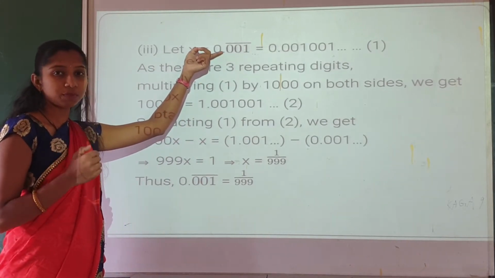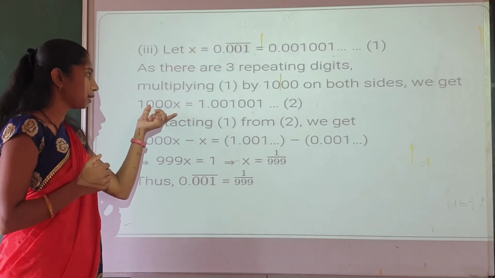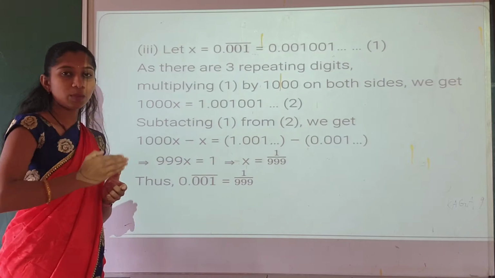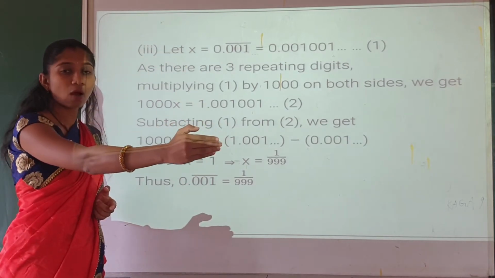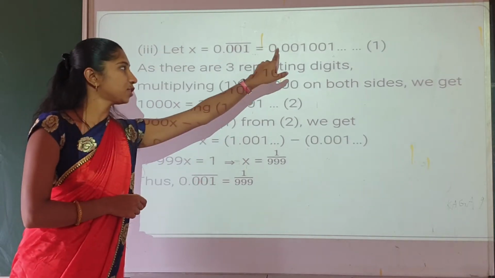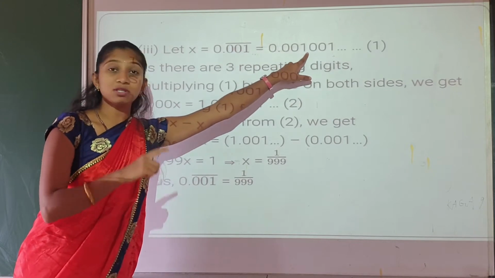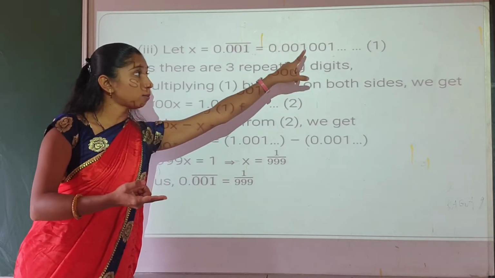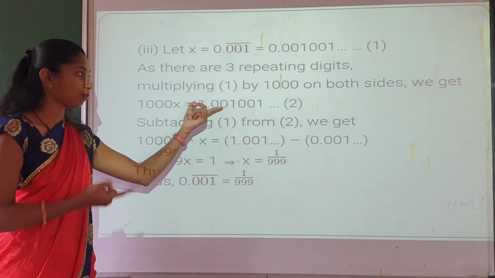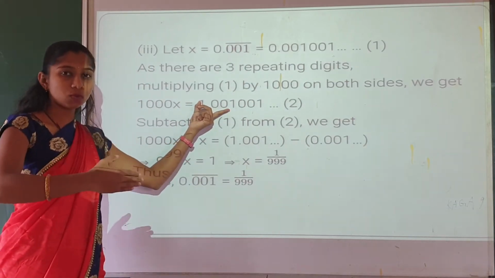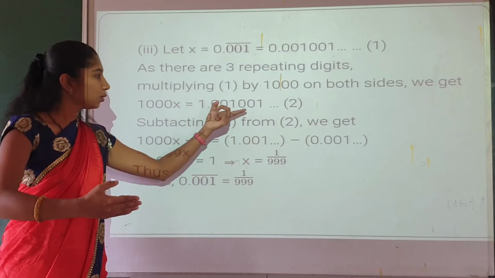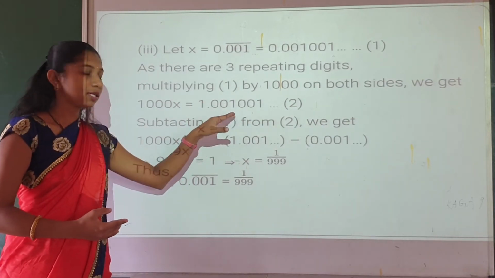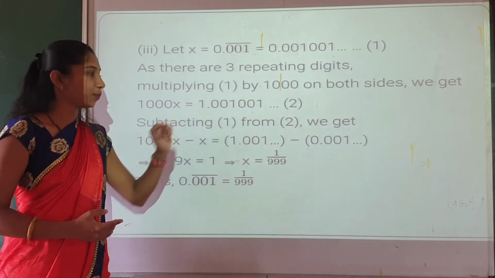So the equation becomes 1000 into x. On the right side, 1000 into this term means the decimal point will be shifted to the right after 3 digits. After 3 digits, 1, 2, 3, after 1 it will be shifted here. So the number becomes 1.001. See here, 1.001. As 001 is continuing on the right side, you can continue 001 here. This becomes equation number 2.